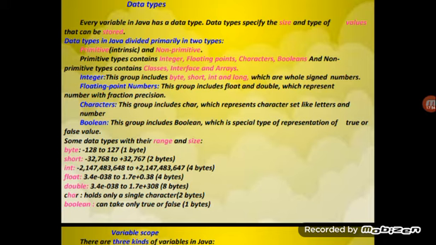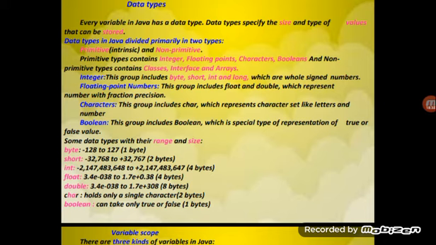Data types in Java are divided primarily into two types: primitive and non-primitive. Primitive types are divided into integer, floating point, character and boolean, and non-primitive types are classes, interfaces and arrays. We already know how to store variables for the primitive types: integer, floating point, character and boolean.